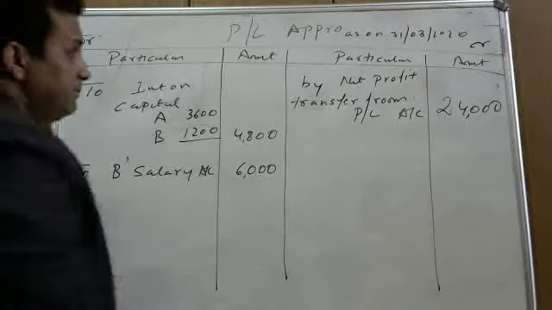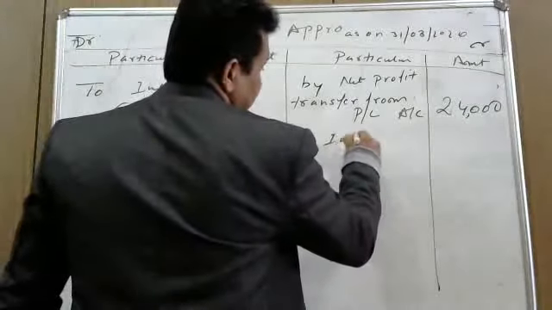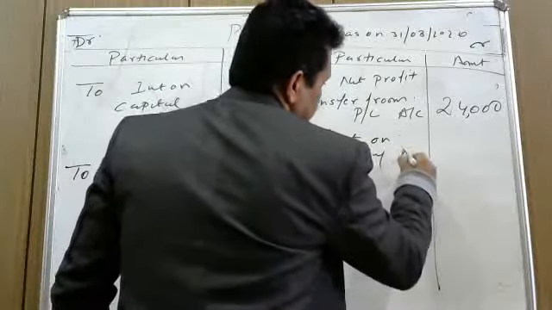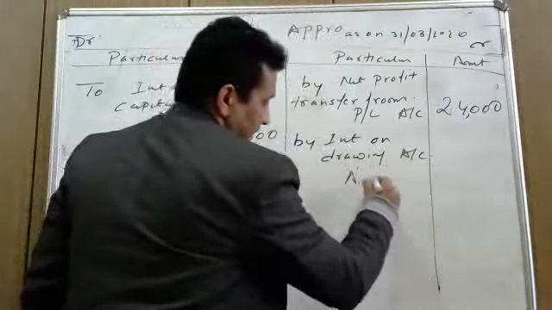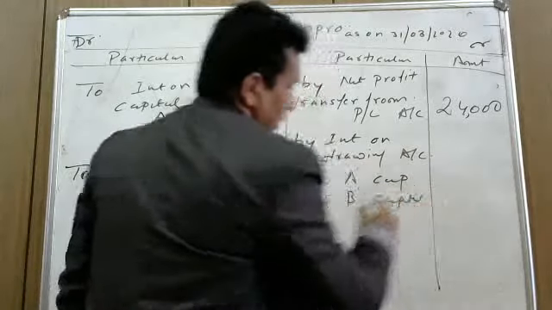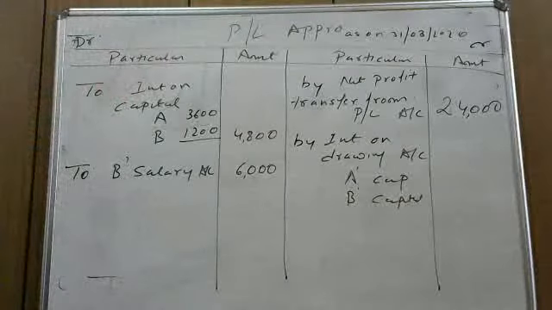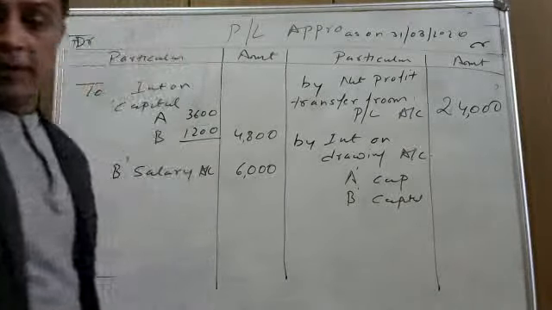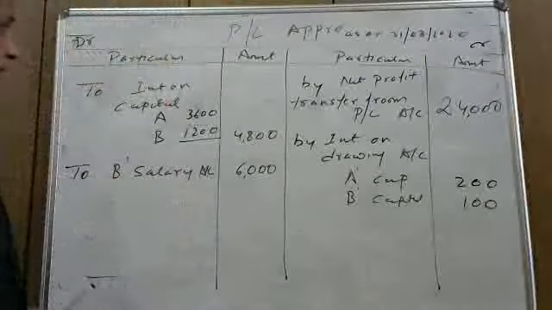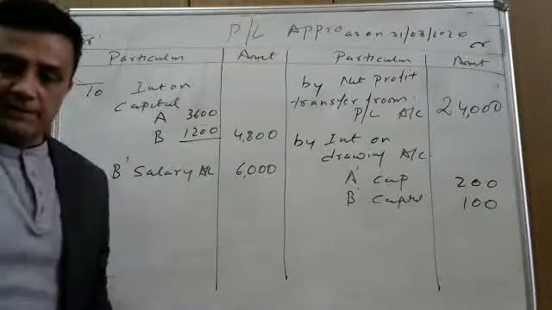Are there any commissions here? No. But if there is drawing here, we write by interest charged on drawing, interest on drawing account, A's capital account and B's capital account. The interest paid by A and B is given in the question, 200 for A and 100 for B. Now, we pass all the transactions which are given in the question or which can be asked.